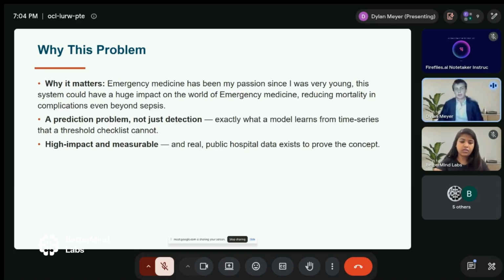This model looks at the trend in the data. How are somebody's vitals and labs looking over time, not just a single snapshot like the current system uses. It's also extremely measurable. You can use real hospital data, and I can test this model against real patient data, like real people with real vitals and a real case of sepsis.